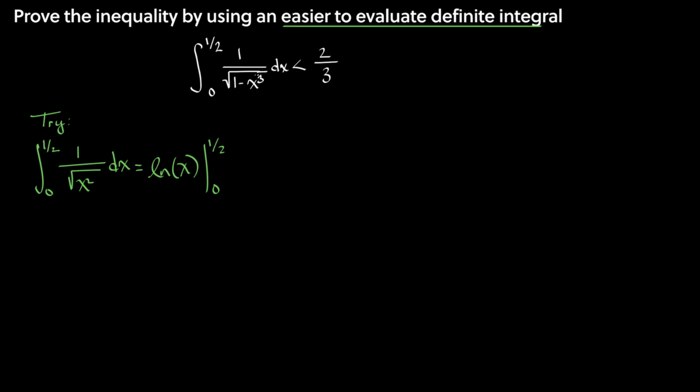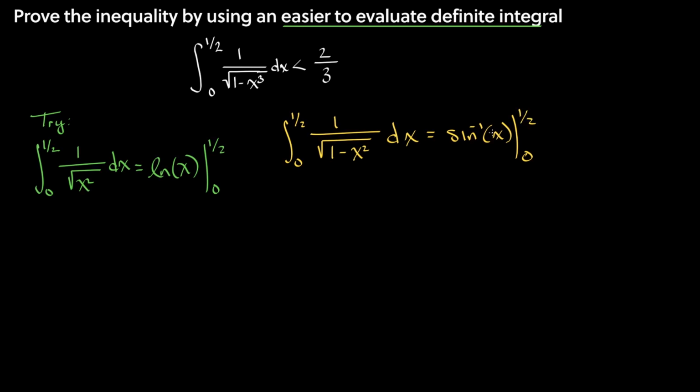What if we were now to say this? Let's try now the integral from 0 to 1/2 of 1 over the square root of 1 minus, and instead of x cubed, let's try x squared dx. And do we know how to evaluate this? Well, yeah. This is the inverse sine function. And then we're going to evaluate that from 0 to 1/2. It's defined over this interval here, so we're good to go in regards to that.